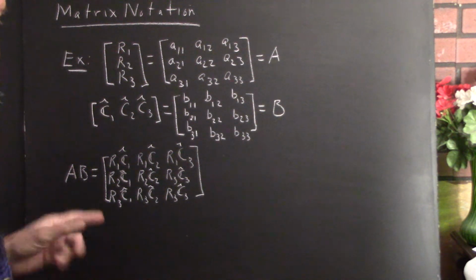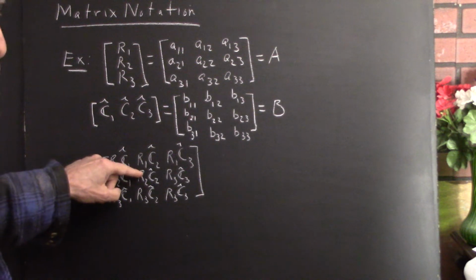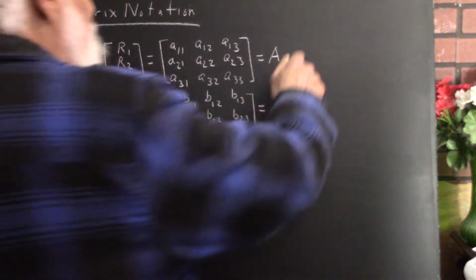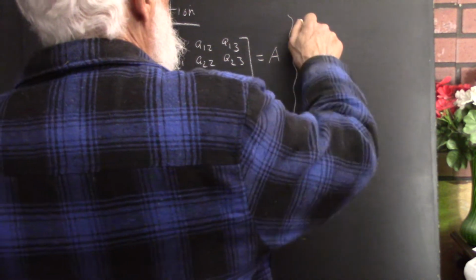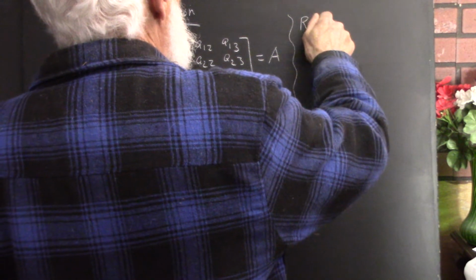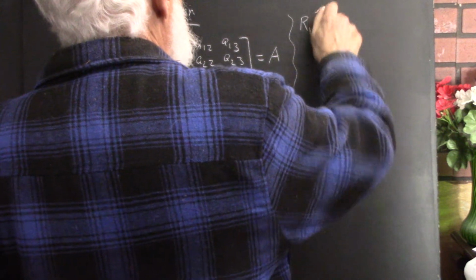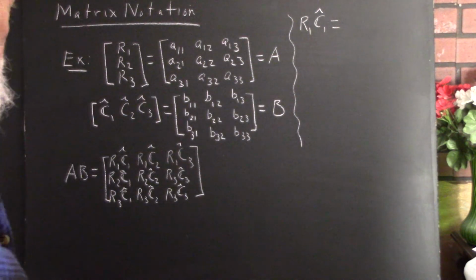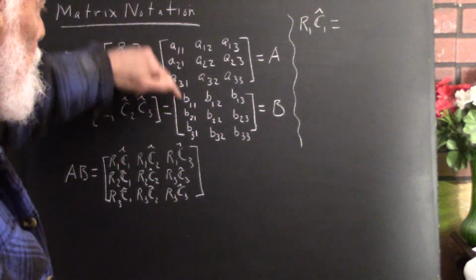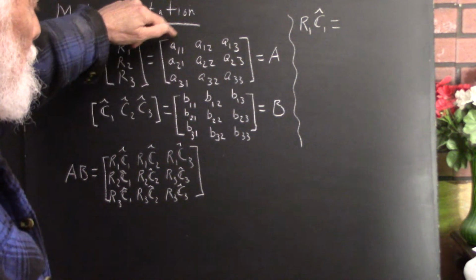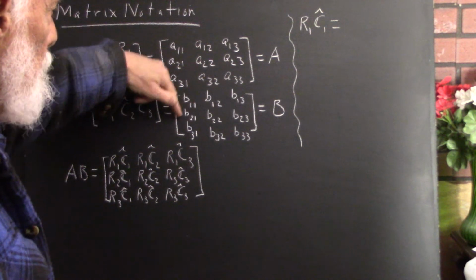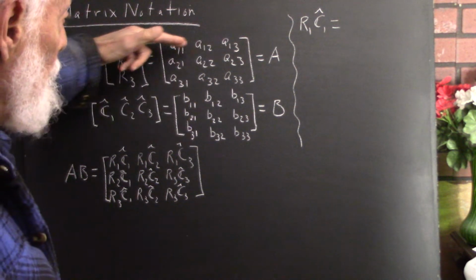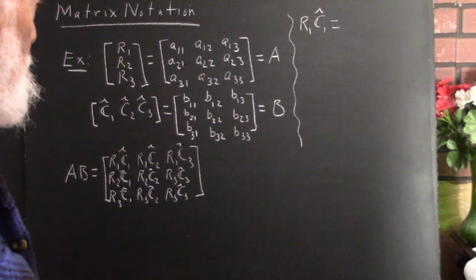Now, what is row 1 times column 1? Let's go over here and write this out. Row 1, column 1 equals what? Well, A11 times B11, A12 times B21, A13 times B31. We match up the numbers in row 1 and column 1.